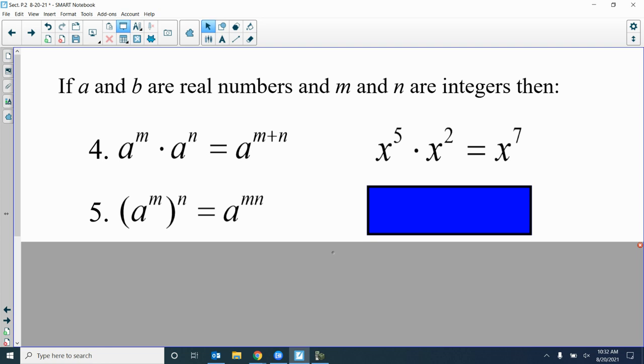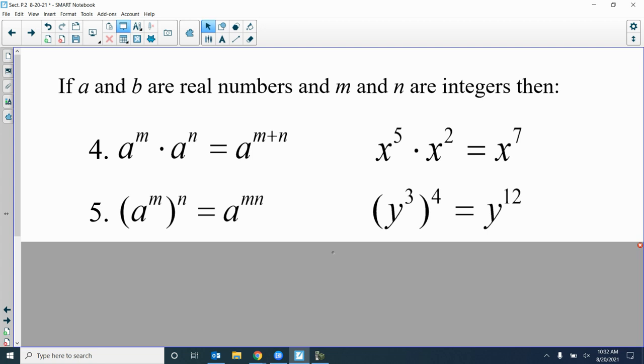A power to a power. We call that a power to a power. You only have one base. You multiply the powers together. So y cubed to the fourth power is going to end up being y to the 12th.